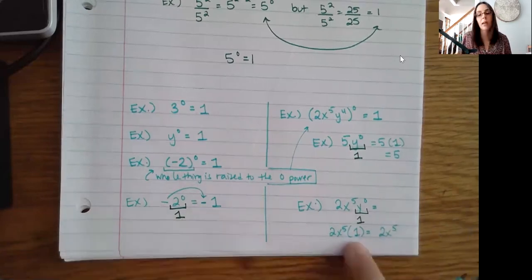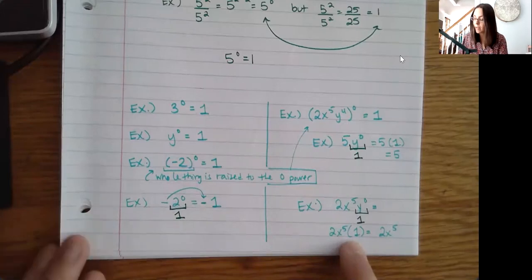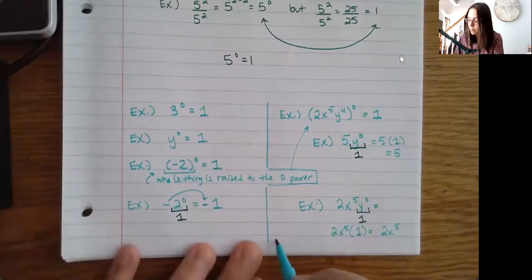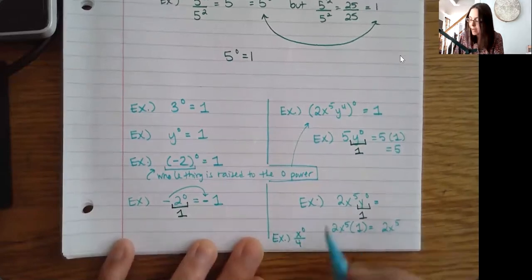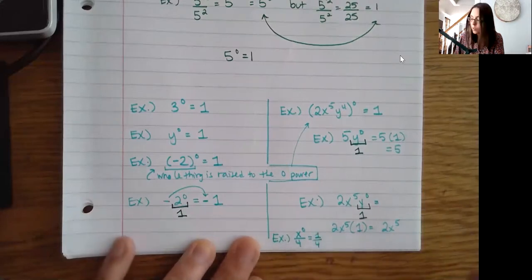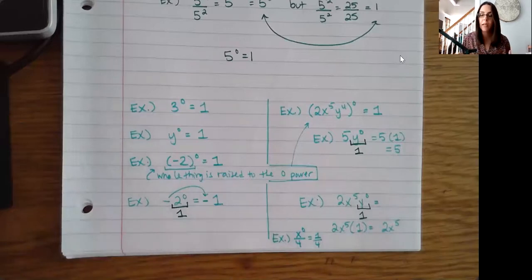Now, I do want to get used to writing in that 1 if I'm multiplying something by 1, because if you have more complicated problems, perhaps this one could come into play. So maybe I have something like x to the 0 over 4. What happens is that x to the 0 is 1, but I still have to leave the 4 in, right? So you do want to get used to putting that 1 in and seeing how it plays out as you either multiply through or simplify.